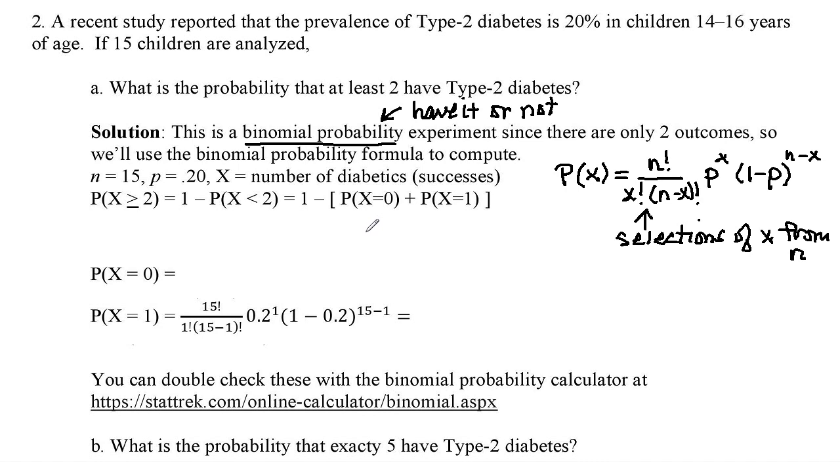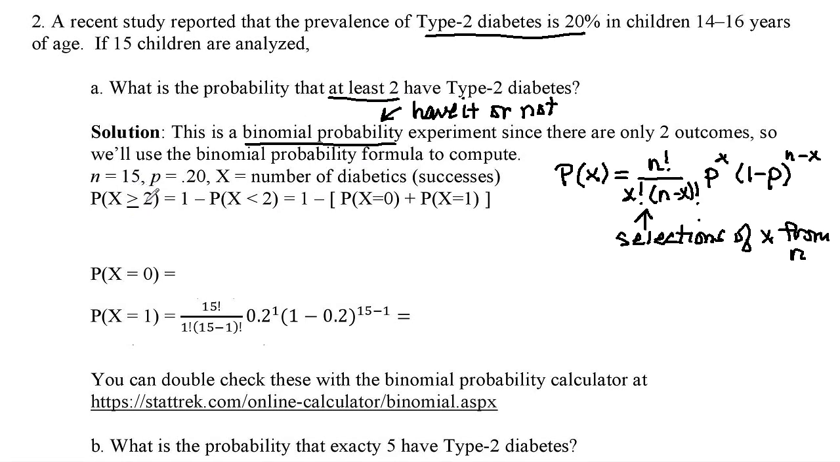So in our case here, n, our sample size, is 15, because we looked at 15 children analyzed. Our probability that we would have success, for us type 2 diabetes, is 20%, so p here is 0.20. And then x is going to be our number of successes, or our number of diabetics. So we're asking here, what is the probability of at least 2 having diabetes? So at least is greater than or equal, so we want to know the probability that x is greater than or equal to 2.